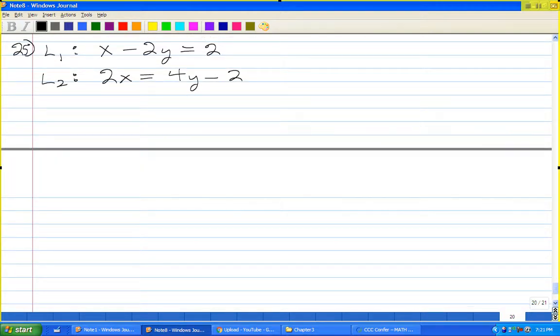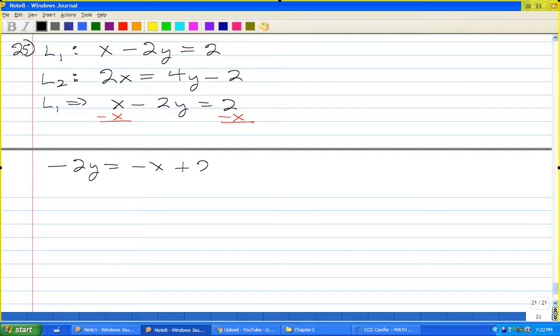Okay, so let me determine the slope of the first line. Subtract x from both sides of my equation. So negative 2y equals negative x plus 2. Divide every term by negative 2. So I get that y equals 1/2 x minus 1. So slope 1/2, y-intercept negative 1.